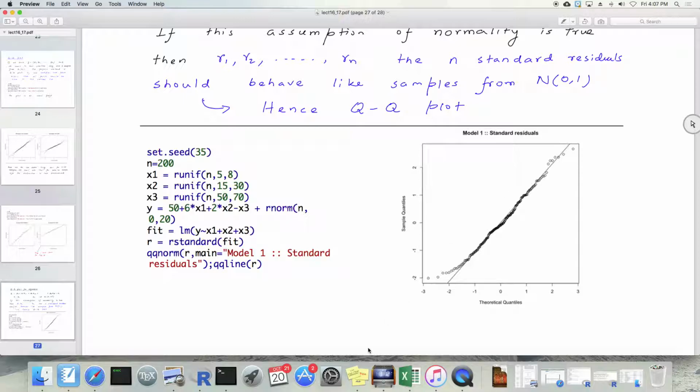And in this example, it's a good situation. x1, x2, x3 as before. Y is a linear function of x plus a normal error. So I'm making sure it's a good situation, and I'm doing this plot. And we see it's okay, not bad.